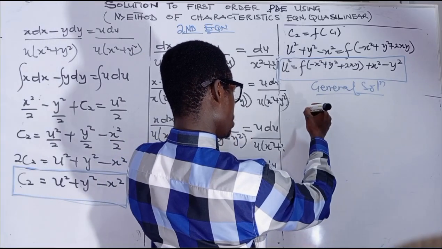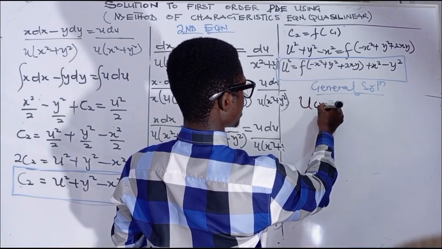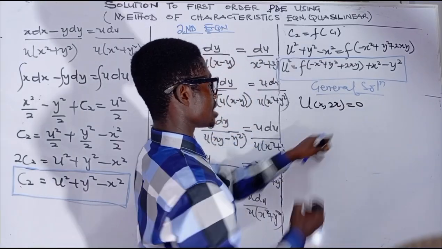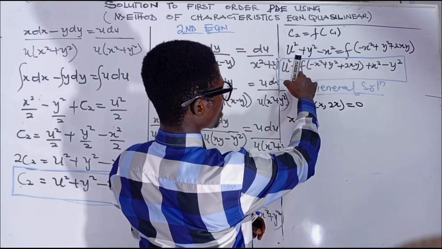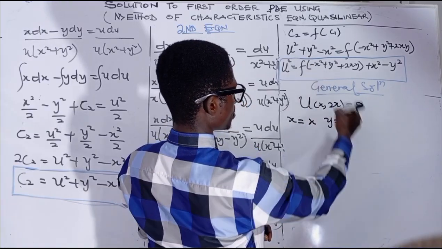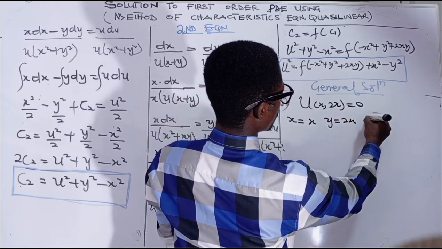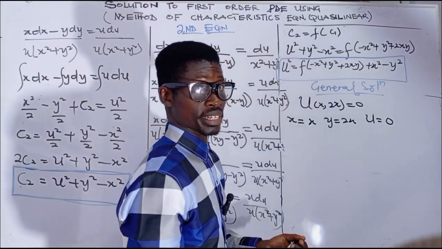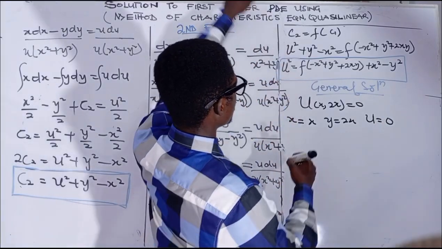So with the initial condition given, we said that u at (x, 2x) is equal to 0. This means that wherever we see x in the general solution, we should plug in x, and wherever we see y, we should plug in 2x, and wherever we see u, we plug in 0. Very, very easy.